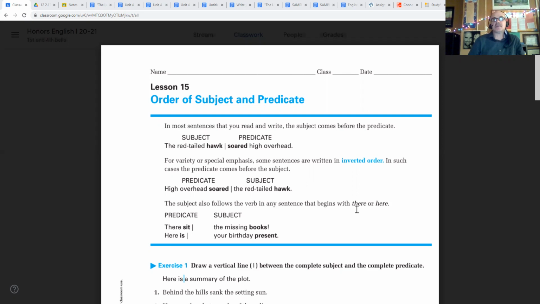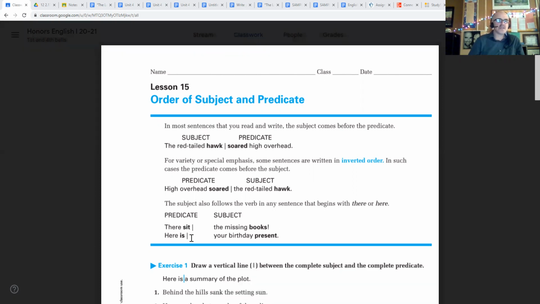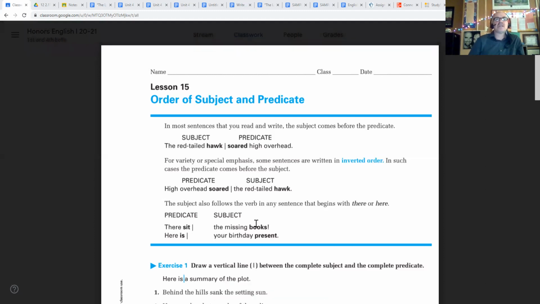The subject also follows the verb in any sentence that begins with here or there. In other words, neither the word here nor the word there is ever actually the subject of a sentence, even though in these examples, it certainly looks like it is, right? Because you see the word there is, here is, seems like subject, verb, right? But that's not the case, okay? So the subject in this first one is books. And what the sentence is really about is books. Same thing with present in the second one.